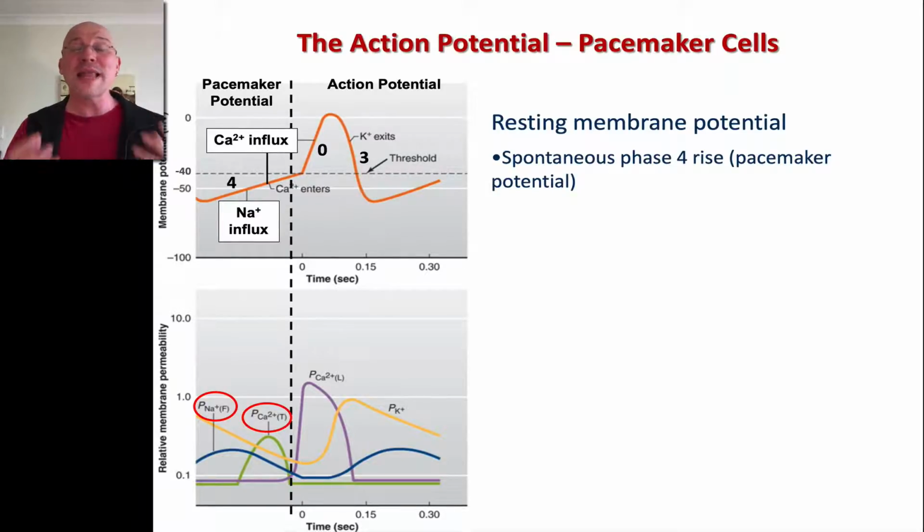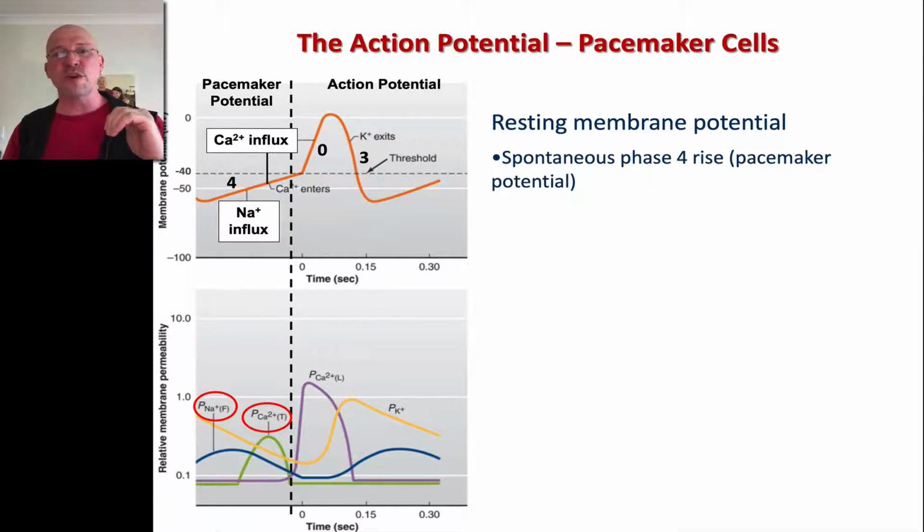We get some long-lasting calcium channels opening up. So there's a quick little flash of calcium from the transitory calcium channels, and then there's the long-lasting calcium channels. And that causes our phase zero rise. It's not sodium, like in the ventricular myocytes, it's actually calcium rushing in.